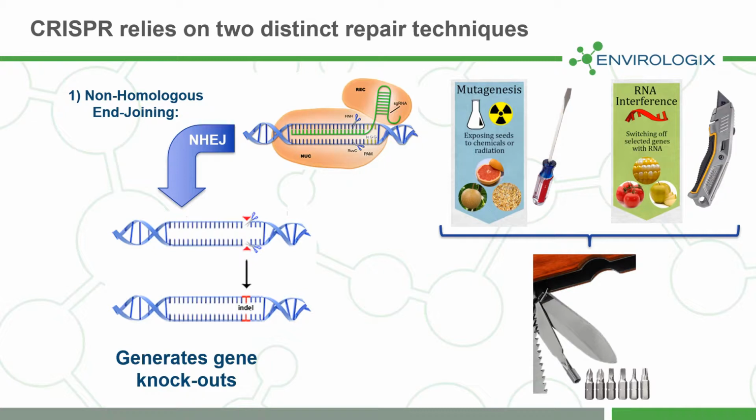That repair process, there are two major repair pathways. So we'll start with non-homologous end joining, where the two broken ends of DNA are essentially jammed back together in a somewhat error-prone process. And that error-prone process can create gene knockouts. So if we think about the tools, this basically replaces mutagenesis and RNA interference, but much more specifically.